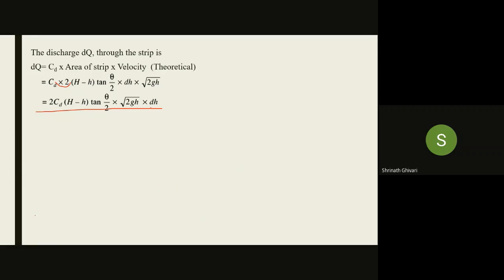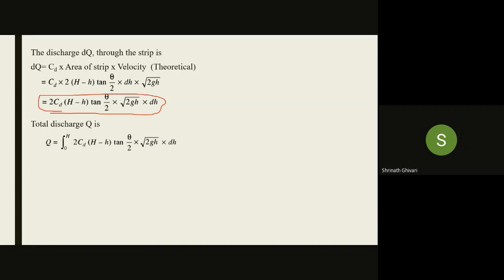Now we have got dq. Now what I have to do to get q? To get q, what I have to do? Integrate. Integrate within the limit of what? Integrate within the limit of 0 to h. The total discharge is given by integration of q equal to integration of this. You have to integrate this one.